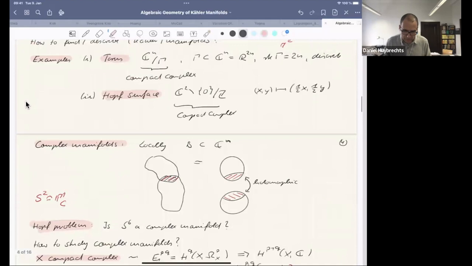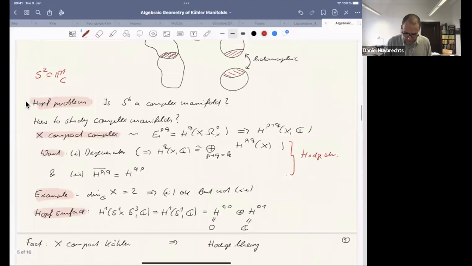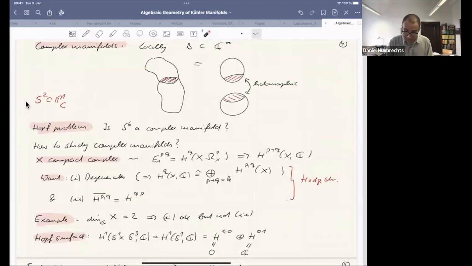There's a topological characterization for the tori and the Hopf surface. The torus is topologically something very easy, namely it's a product of S^1's, 2n times. And the Hopf surface is topologically also something very easy. It's S^1 times S^3. Okay. So topologically, they don't seem to be very different. But it turns out that the Hopf surface is a complex surface, so it does have this decomposition, but it does not have the symmetry between H^{1,0} and H^{0,1}. Okay, so it has a decomposition, but not a Hodge structure.